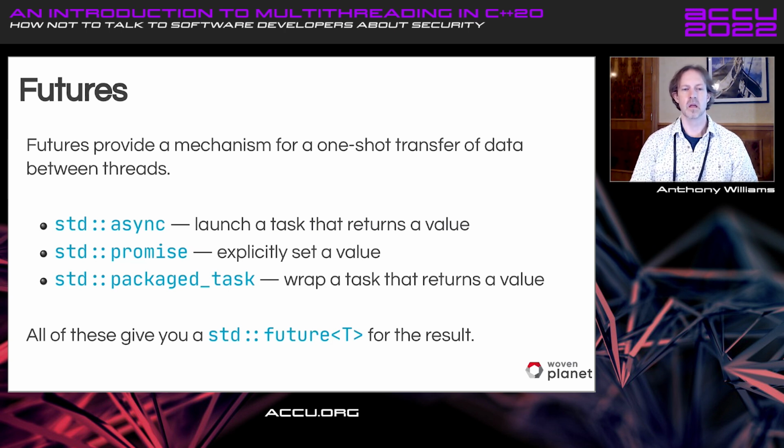And then the third thing is package task. In this case, you give it a task, and it just stores the task and says, fine, I'll store this task, call me when you're ready. And you can then get a future from that package task. And at some point, you can then invoke it. It's a callable object, and it will then run the task that you gave it. And then the result is stored in the future. So you can use that with thread pools to run a task on a thread pool that will give you a result that you can get in the future. And all of them will give you a future of some type T for the result.